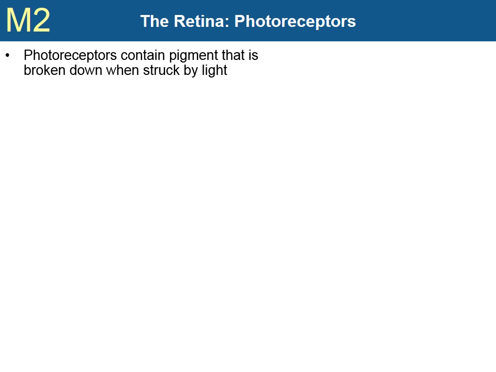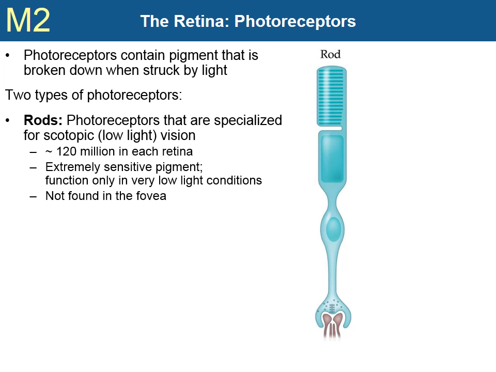Starting at the beginning of the vertical pathway, the photoreceptors produce and contain a light-absorbing pigment that is broken down when struck by light. There are two types of photoreceptors. Rods are specialized for scotopic, that is, very low light, vision. They produce and contain a pigment that is very sensitive to light, such that a single photon can break it down. Rods are so sensitive that they cannot even function if the lighting is much more intense than moonlight. Rods are not found in the fovea, the center of vision. So, if you are ever trying to read a book under moonlight conditions, you'll have a difficult time.